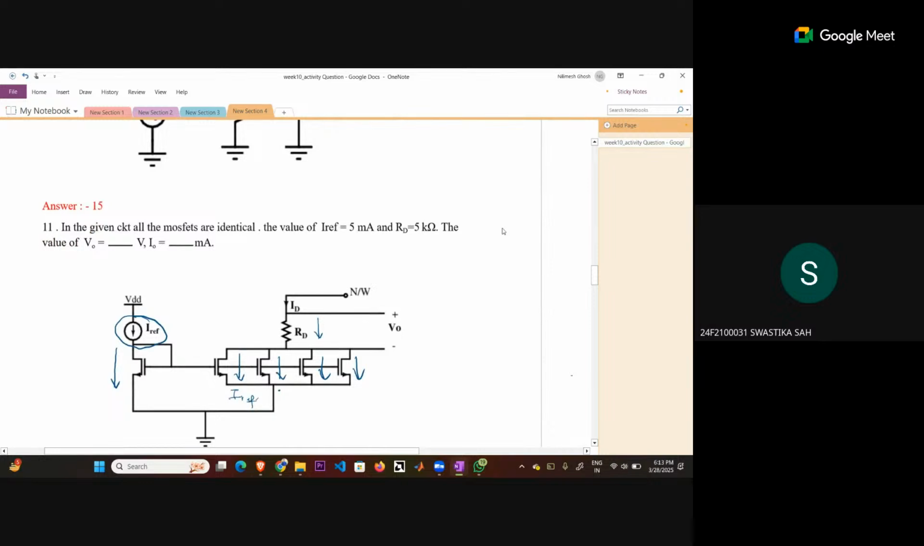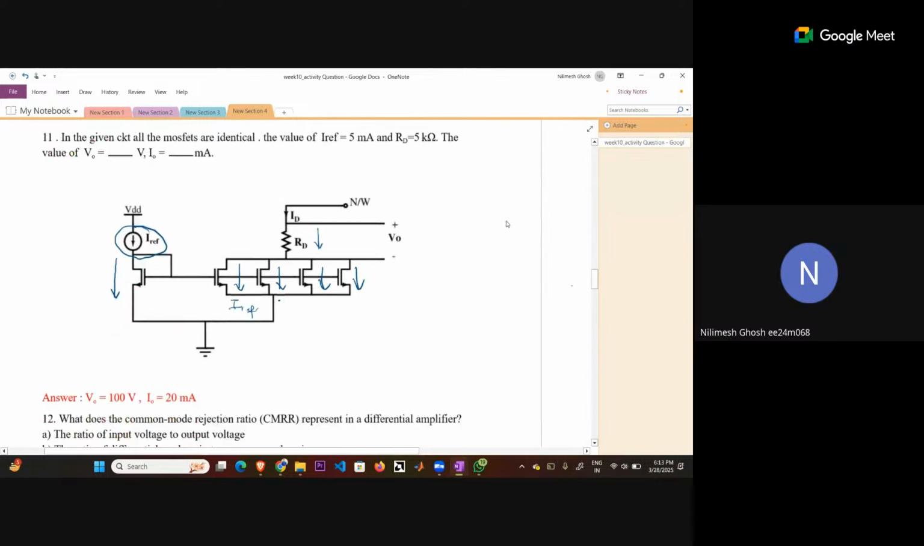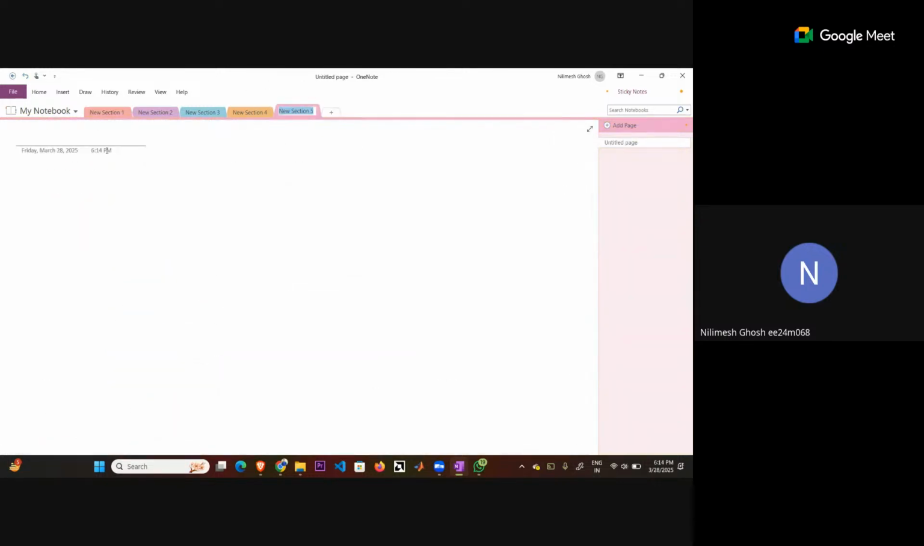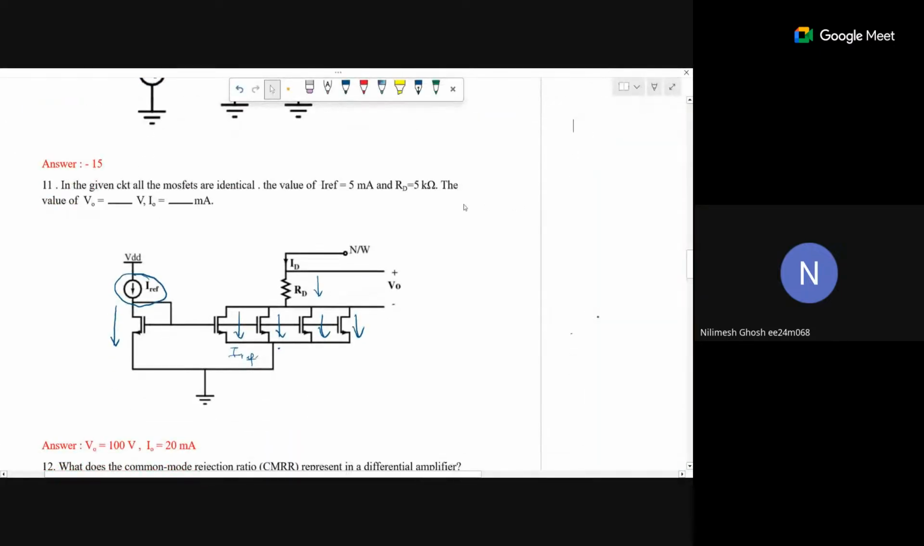Yes, sir. Okay. Just give me 1 minute. How can I do it full screen? Just give me 1 minute. If I don't go full screen, then it will be a problem for me. Yeah, this is the option, but why? Yeah. Okay.